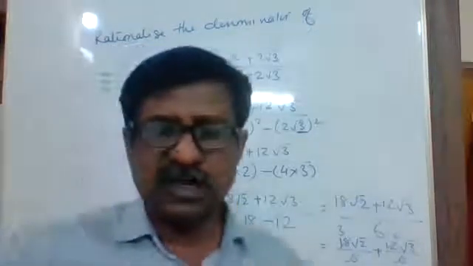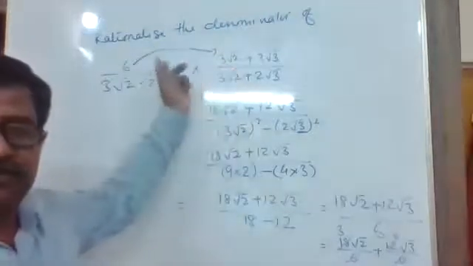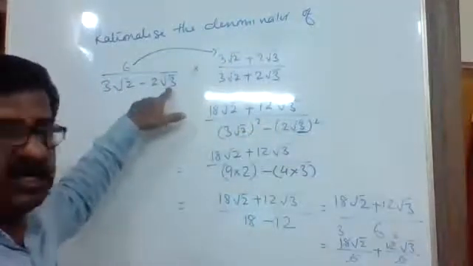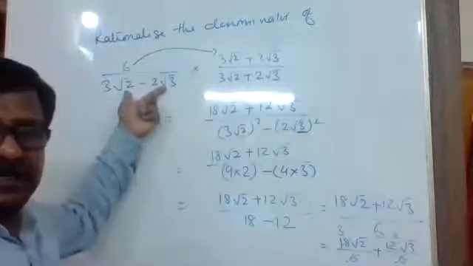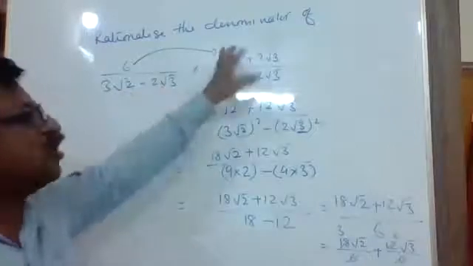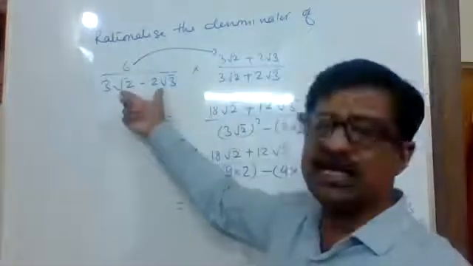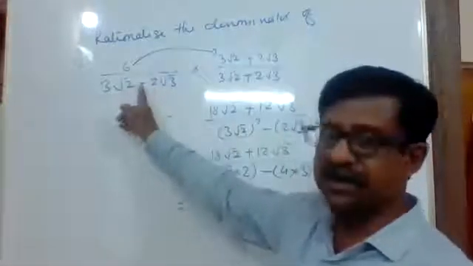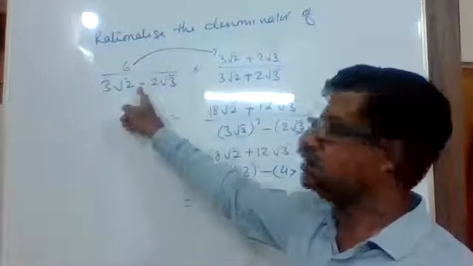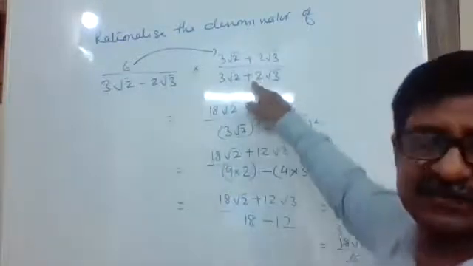Clear? Any difficulty over there? Once again, I'll explain this. First, we have taken the rationalizing factor of the denominator 3 root 2 minus 2 root 3. Since it is a binomial, the rationalizing factor of this denominator will be its conjugate. And when you're multiplying the conjugate of the denominator, the same number has to be taken, only we have to change the sign. If it is minus, then you have to take plus. And if it is plus, then you have to take minus. Here we got minus, that's why for numerator and denominator we have taken both plus.